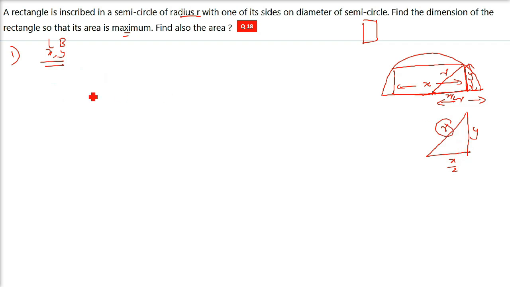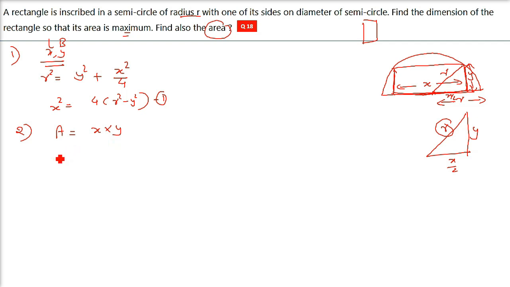Now you can apply the Pythagoras theorem here. That is, r square is equal to y square plus x by 2 whole square, which is x square by 4. So this equation is the key to solve this question. Now x square from this equation is what we are going to use, because we found x square from this equation only. Second step is we need the area. We have to show that area is maximum. What is area? Area of a rectangle is length into breadth. In this case, since we have imagined x and y, x into y is the area.